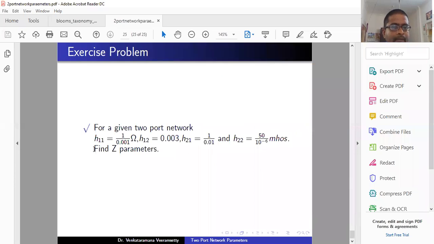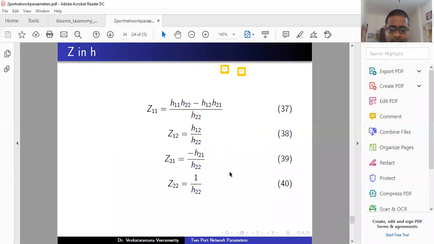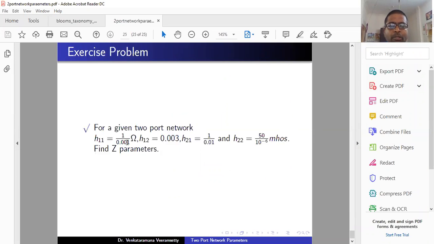Here I'm giving the hybrid parameters H11, H12, H21 and H22. You need to calculate the Z parameters. By using these four equations, you can calculate the Z parameters from H11, H12, H21 and H22. Please note down these four equations. Not now, you can calculate later.